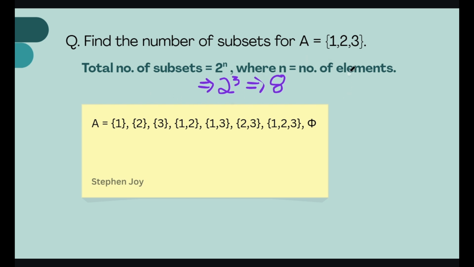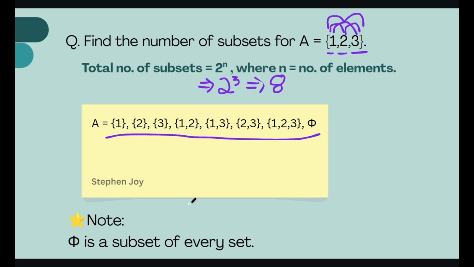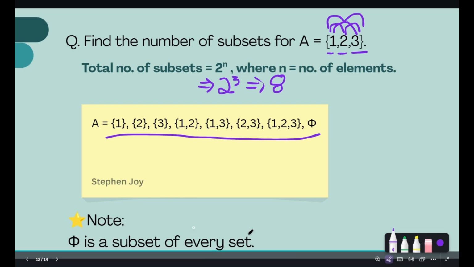Now on solving, you are going to write the subsets separately. On writing the subsets, you are going to write the elements in sets, starting with set 1, set 2, set 3, set 1, 2, set 1, 3, set 2, 3, set 1, 2, 3 and the empty set phi, which are going to be a total of 8 subsets as per the formula. Here's an important note that phi is a subset of every set.